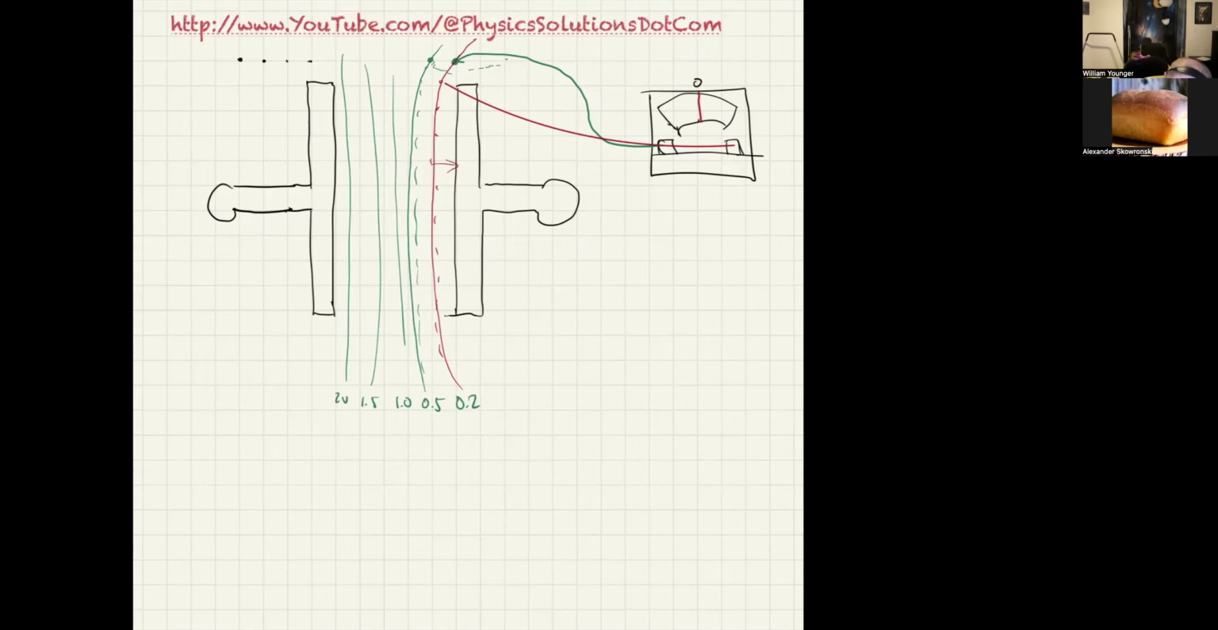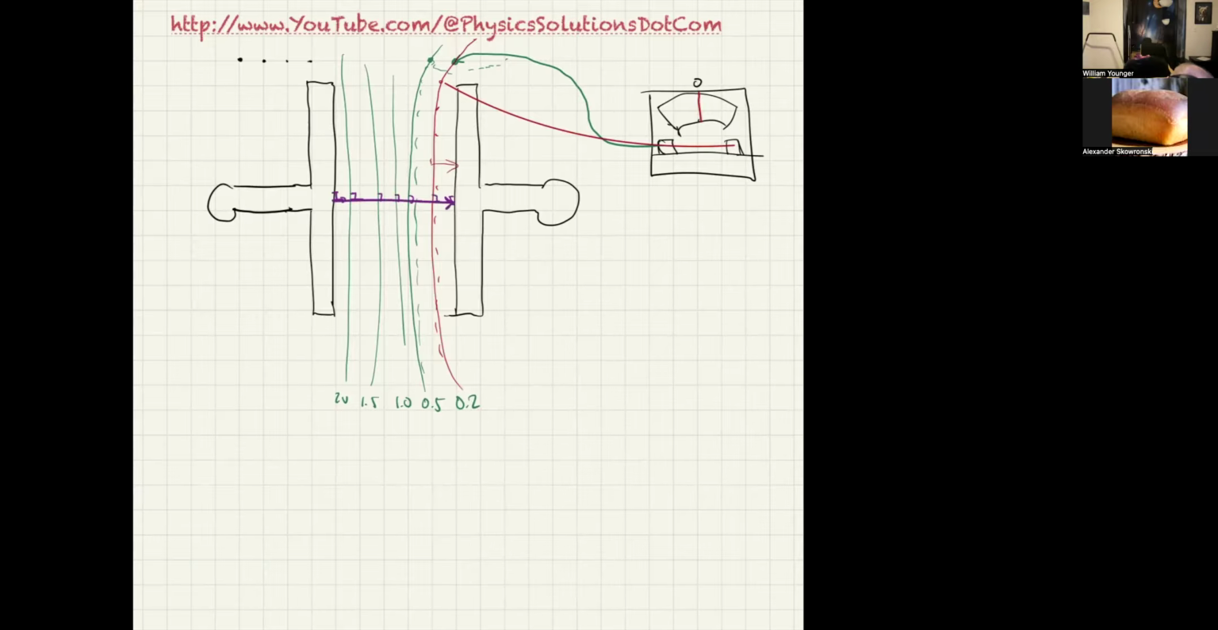Now, the electric field lines, by definition, have to be perpendicular to all equal potential surfaces. So right here, I draw a line perpendicular, and then it's got to hit this, and that's got to be perpendicular, and it's got to be perpendicular to this one, and this one, and this one, and this one. So what we'd end up getting is a line this way.